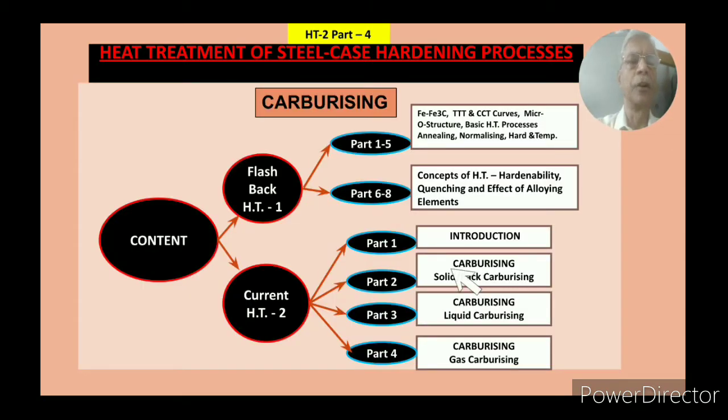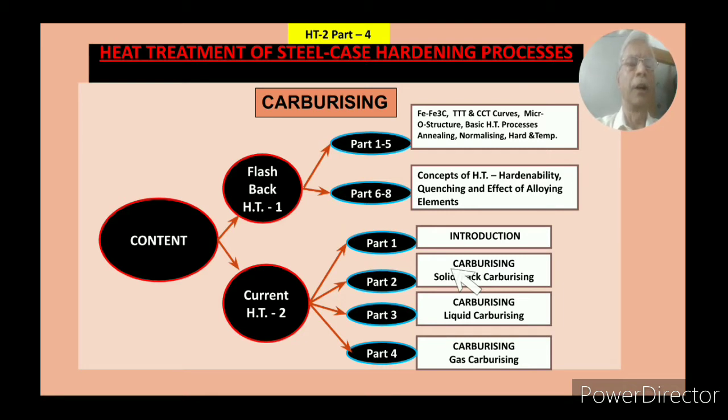First of all, before going into details, a flashback. In heat treatment series 1, I produced 8 videos. Parts 1 to 5 covered the iron carbide diagram, TTT curves, CCT curves, microstructures, and then basic heat treatment processes such as annealing, normalizing, hardening and tempering. Parts 6 to 8 were on concepts of heat treatment, that is hardenability, quenching and the effect of alloying elements.